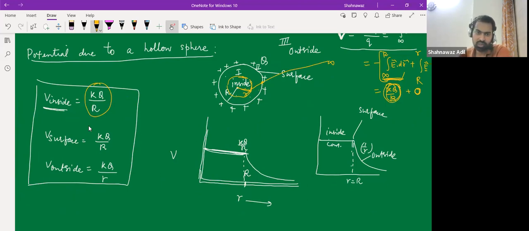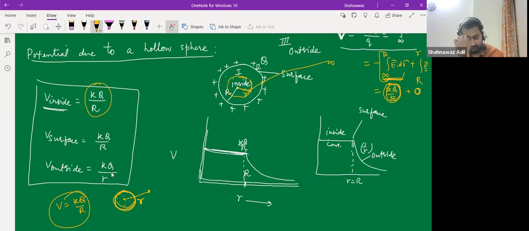So please understand that for a hollow sphere, at every point inside and at the surface, the potential is the same, right? And that is how much? KQ by R. This is fixed inside and at the surface. Whenever we want to calculate the potential at this part, at this R part, it is simply KQ by R. Once you have noted it down, please tell me so that we can start the new topic.